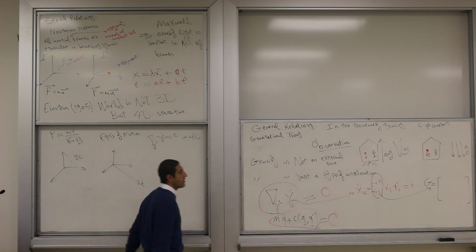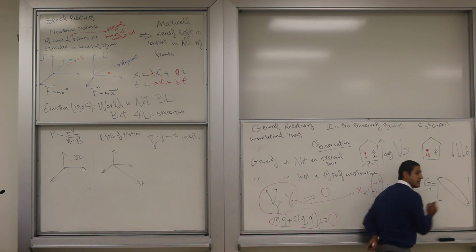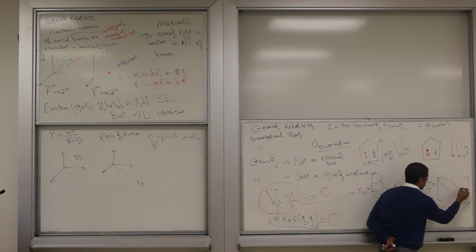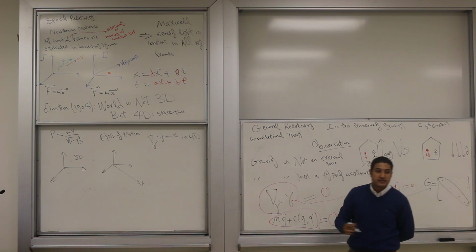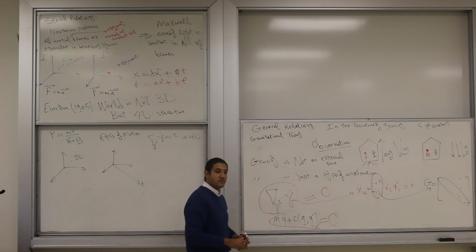Okay, 4 by 4. We are in a 4-dimensional space, and it's symmetric. Symmetric, so how many components? 1, 2, 3, 4, 5, 6, 7, 8, 9, 10. 10 components. So this was his main equation, which is called the Einstein field equations.